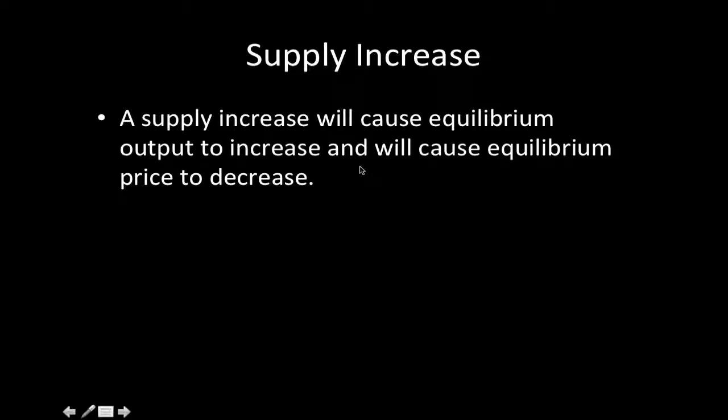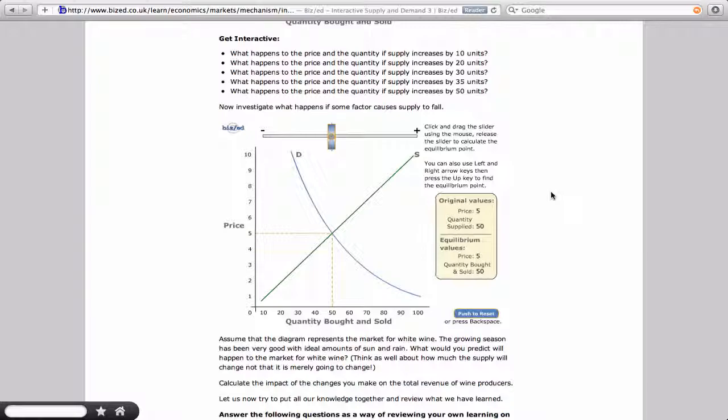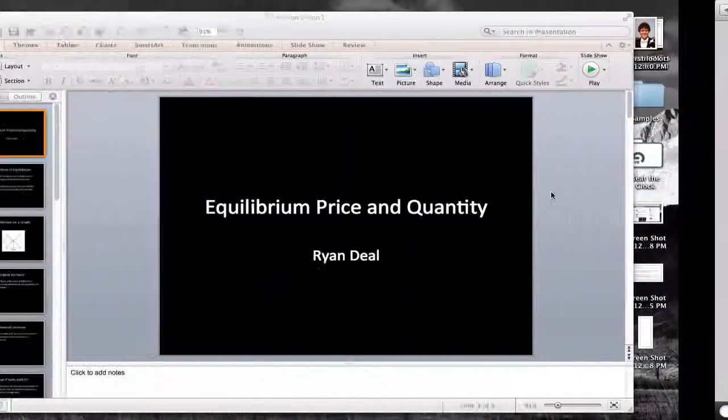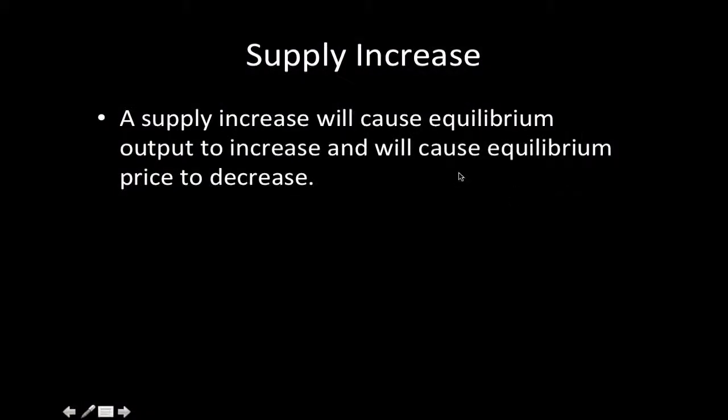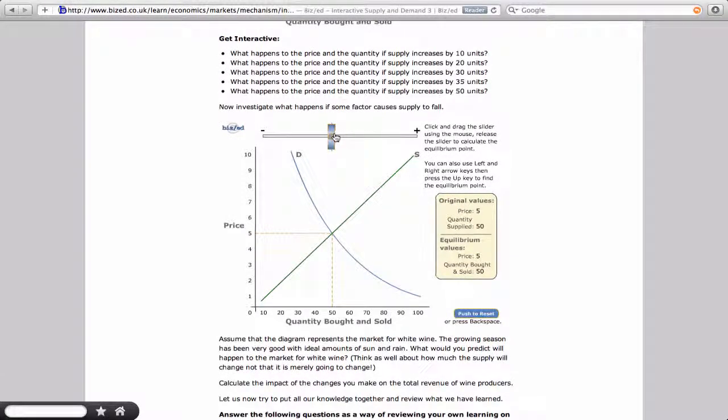So how can equilibrium be modified? To go over this, I'll be using this applet here from bized.co.uk. Works excellently. A supply increase will cause equilibrium output to increase and will cause equilibrium price to decrease. Now let's see what happens here. This, I believe, is the one that increases supply. So let's just try increasing the supply curve. Alright, now give it some time to catch up. Alright, and this is the new value.